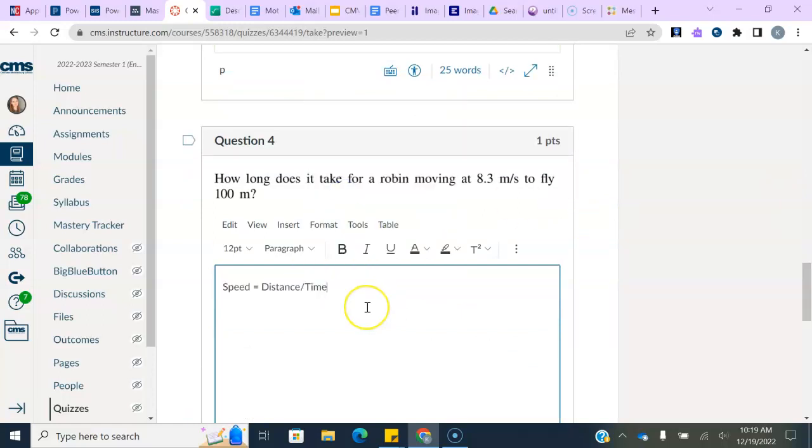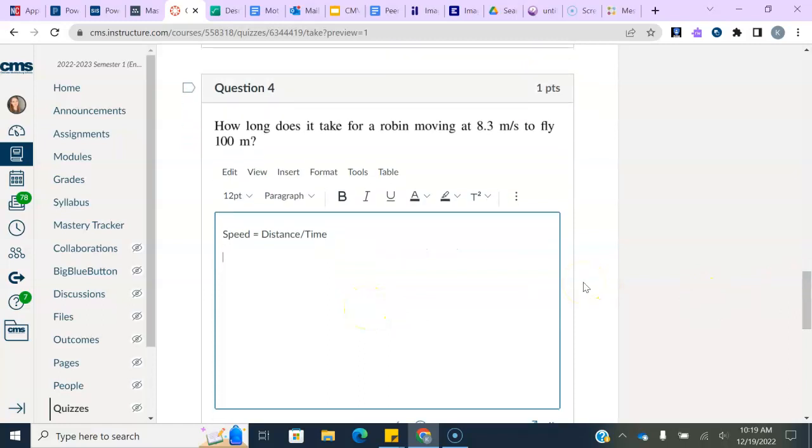How long does it take for a robin moving at 8.3 meters per second to fly 100 meters? Just like all of these, first thing we want to do is identify our variables. Our speed here is 8.3 meters per second, and I can tell that this is my speed because it's in meters per second. Our distance is 100 meters. And it asks us how long does it take, so it's asking for the time.